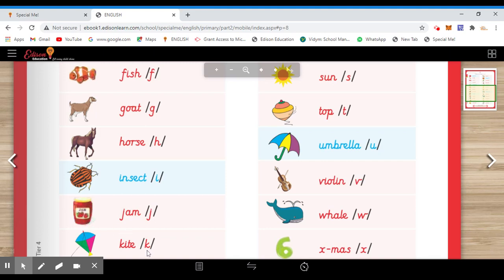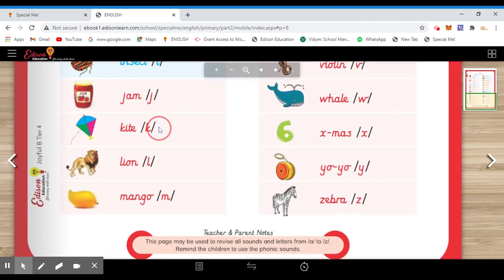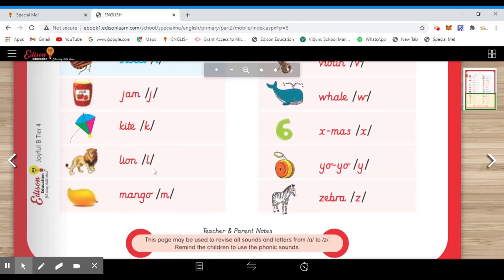Next, this is letter K. K, kite. K is a phonic sound of letter K. Next, which letter is this? This is letter L. L is a phonic sound of letter L. L, lion. Next, this is letter M. And M is a phonic sound of letter M. M, mango.